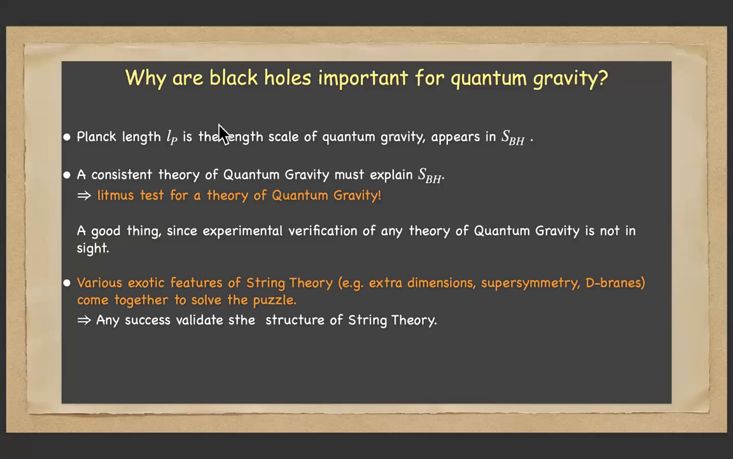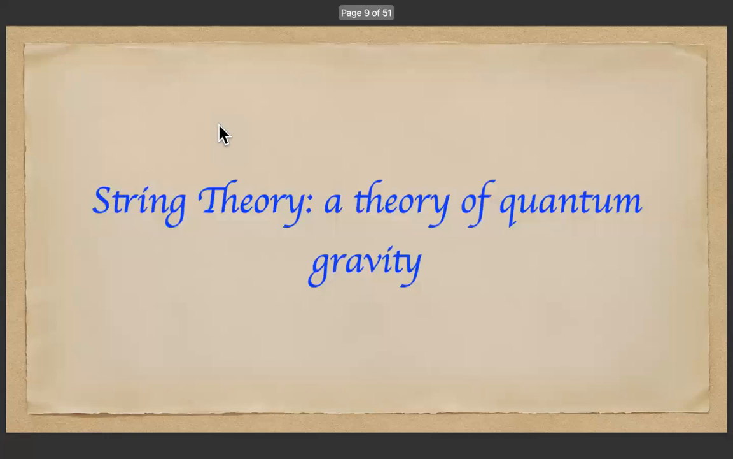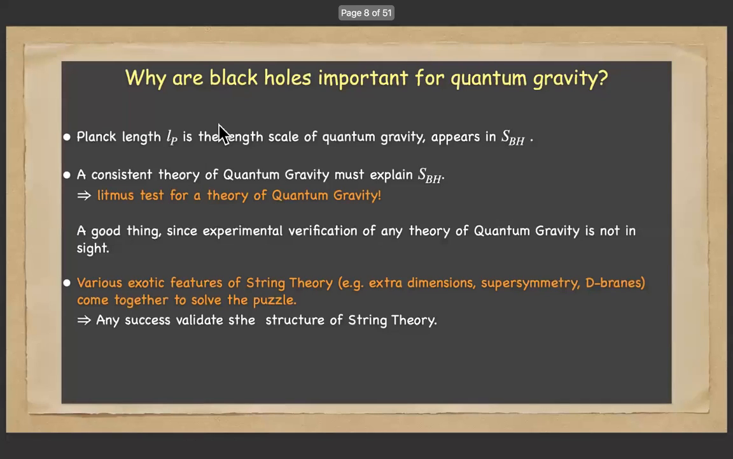Okay, now I'll quickly tell you about the broad structure of microstate counting in string theory. Before that, I just want to give a quick intro to why string theory is a theory of quantum gravity. It's somewhat intuitive, but any question before that?